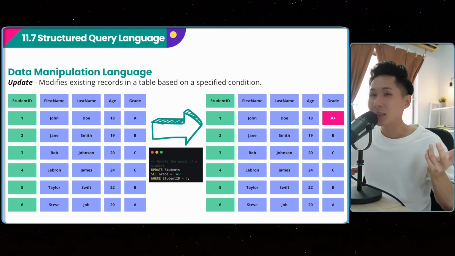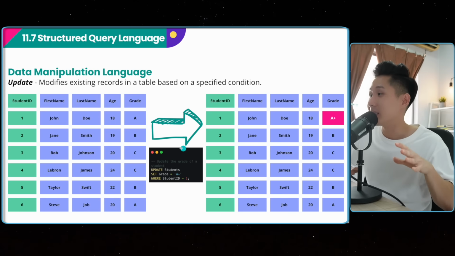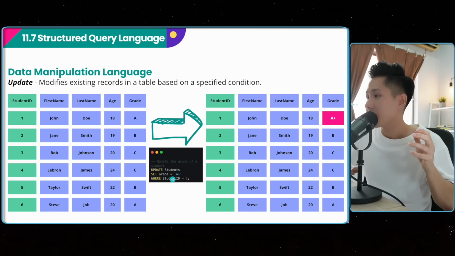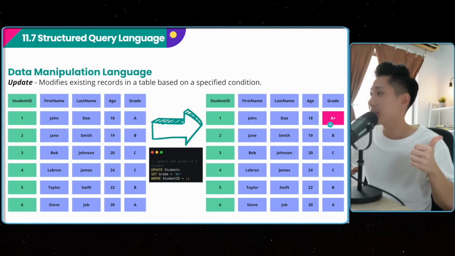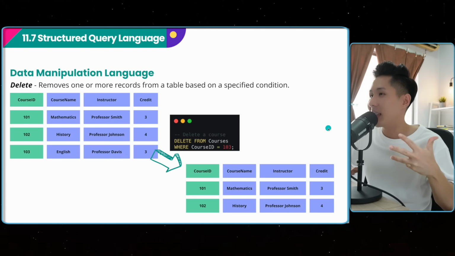So last but not least, I want to show you some of the easier commands, which is update. So imagine you want to change student ID 1, meaning John Doe's grade, from A to A star. You can just use the update command, set grade equal to A plus, where student ID equal to 1, and then its grade will have been set. All right, A star.